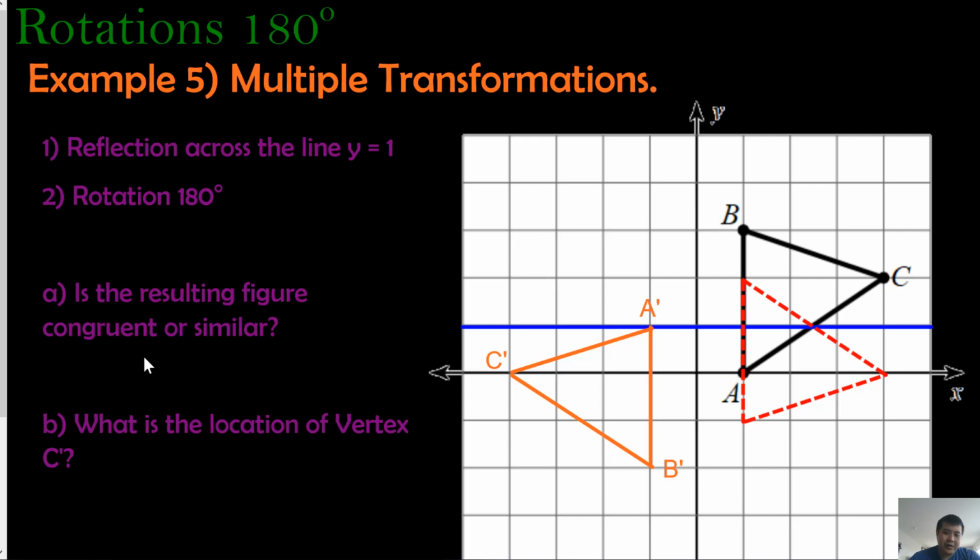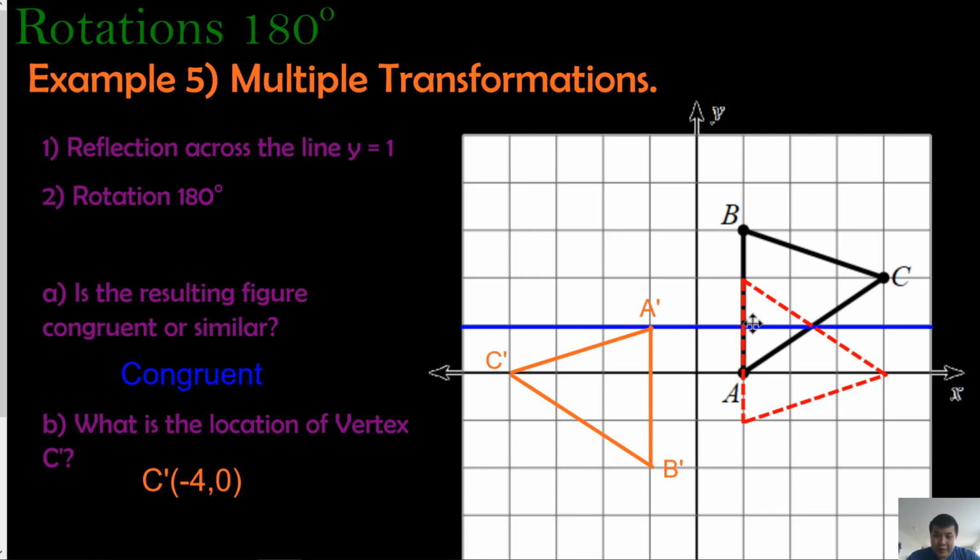The resulting figure is congruent or similar? Again, you can't change the lengths with a rotation or a reflection, so therefore it is congruent. What was the location of the image of C? That is -4, 0.